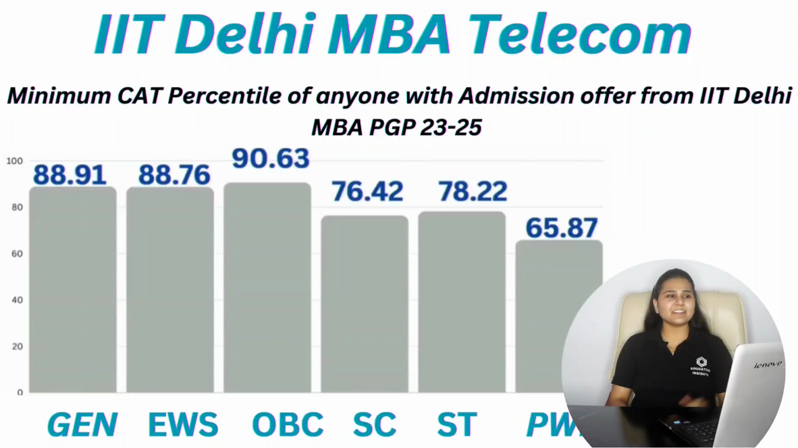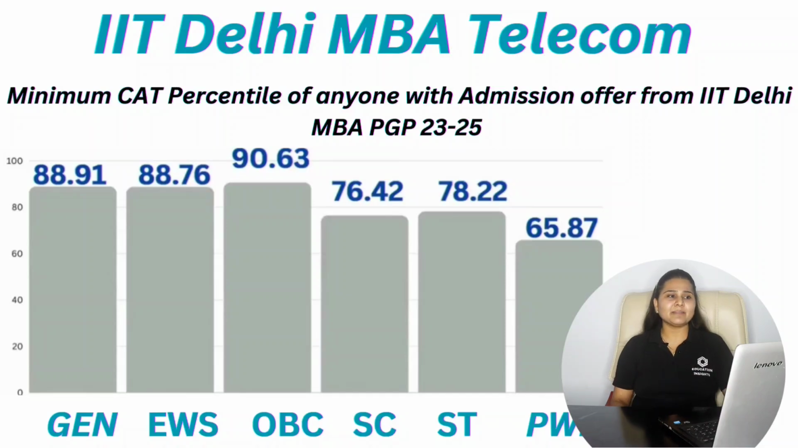So here if we consider the minimum CAT percentile of anyone with an admission offer from IIT Delhi for the batch of 2023-2025, then for the general category, the cutoff was 88.91 percentile for the MBA in Telecom Management program. For EWS, it was 88.76 percentile. For the OBC category, 90.63 percentile. For SC, 76.42 percentile. Then for ST, 78.22 and for PWD, 65.87.